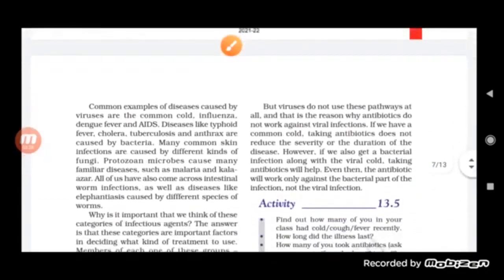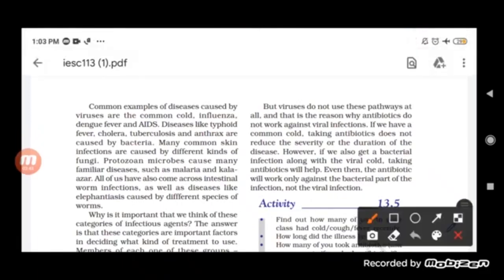Then these are some examples of diseases caused by different infective agents. Now see here, common examples of diseases caused by viruses are the common cold, influenza, dengue fever and AIDS. Diseases like typhoid fever, cholera and tuberculosis, and even anthrax, are caused by bacteria. Some of the common infections are caused by fungi. Protozoan microorganisms cause malaria and Kala Azar. So the different pathogens cause different diseases.